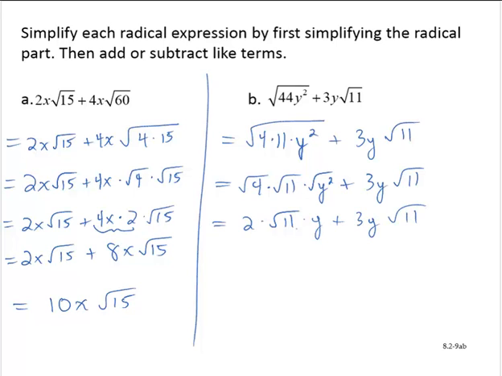That first term, I have 2 times the square root of 11 times y. I can rearrange the factors as 2y times the square root of 11. And then we still have the plus 3y times the square root of 11. And now these are like radical terms and may be combined as 5y times the square root of 11.